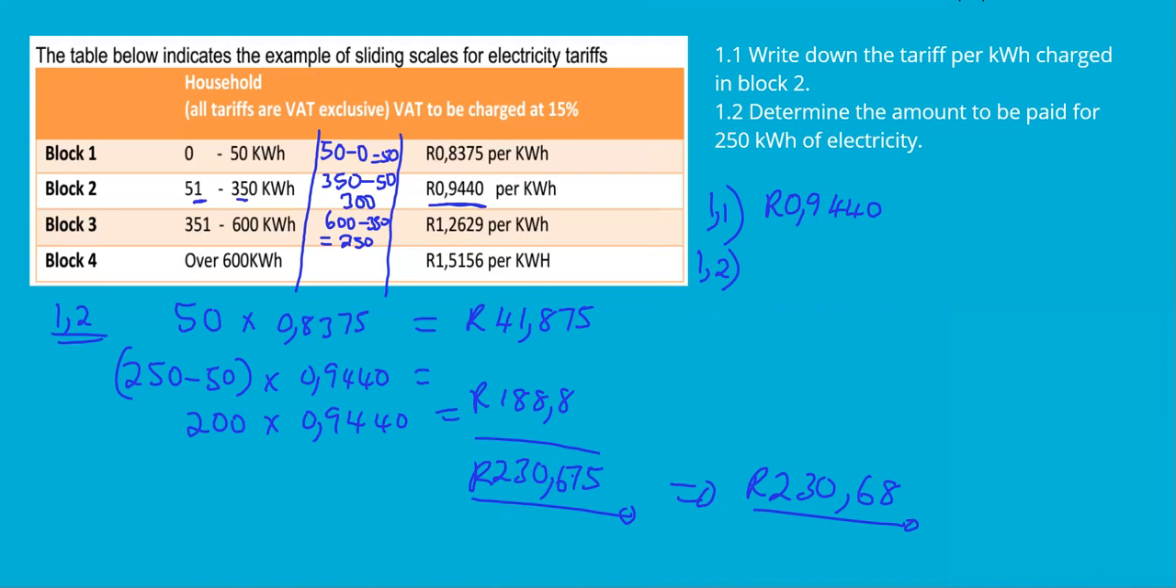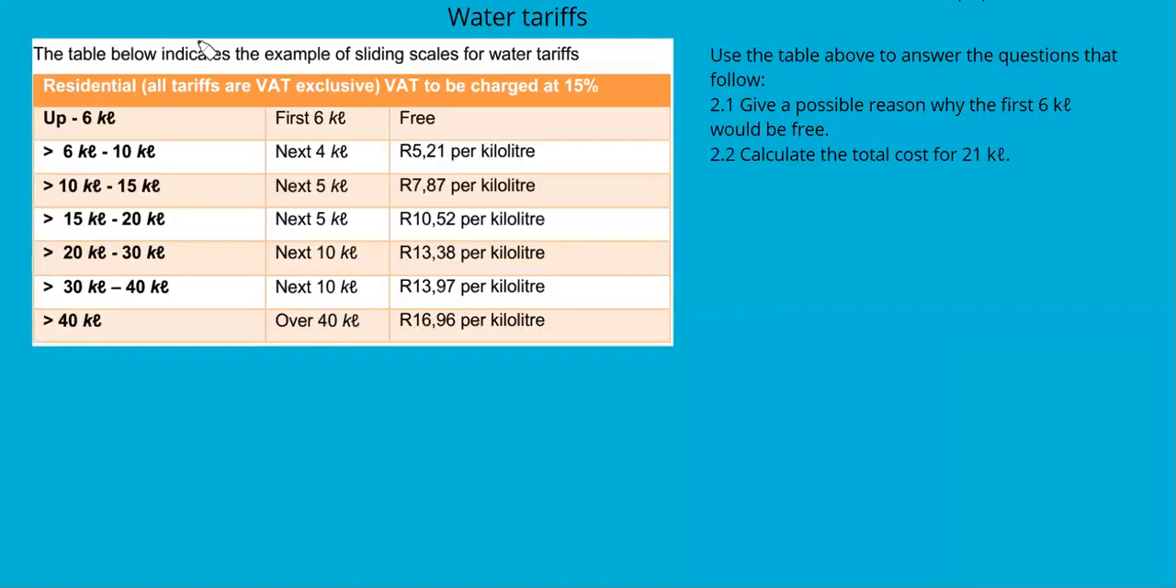Let's move on to the next slide here. Let's look at water tariffs. They also use the same thing, the sliding scale. But now let's see what's happening here. Can you see what we have here? We have a different sliding scale here. We have got a 6 here and we are repeating the number there. So in this case you're just going to subtract what we have there. So it's 10 minus 6, 15 minus 10, because you are repeating the same value here.